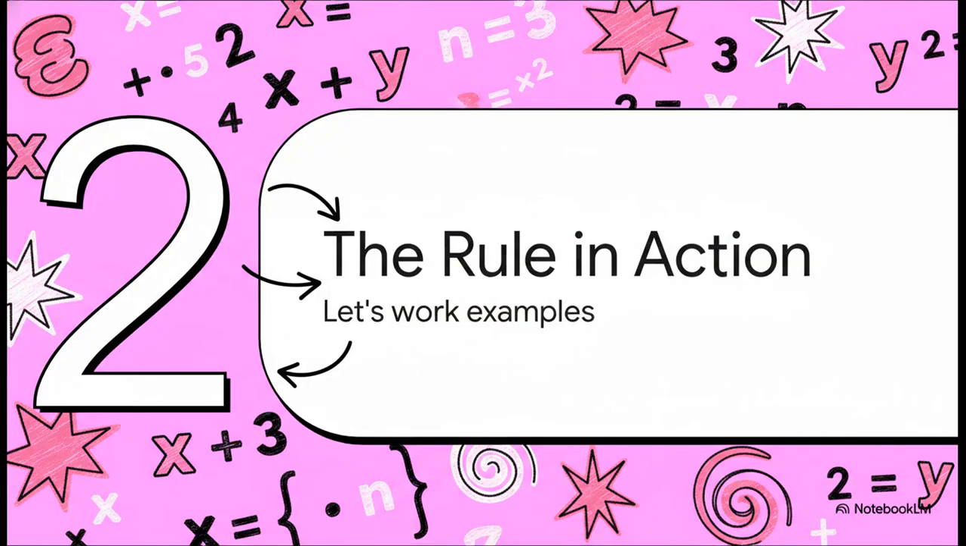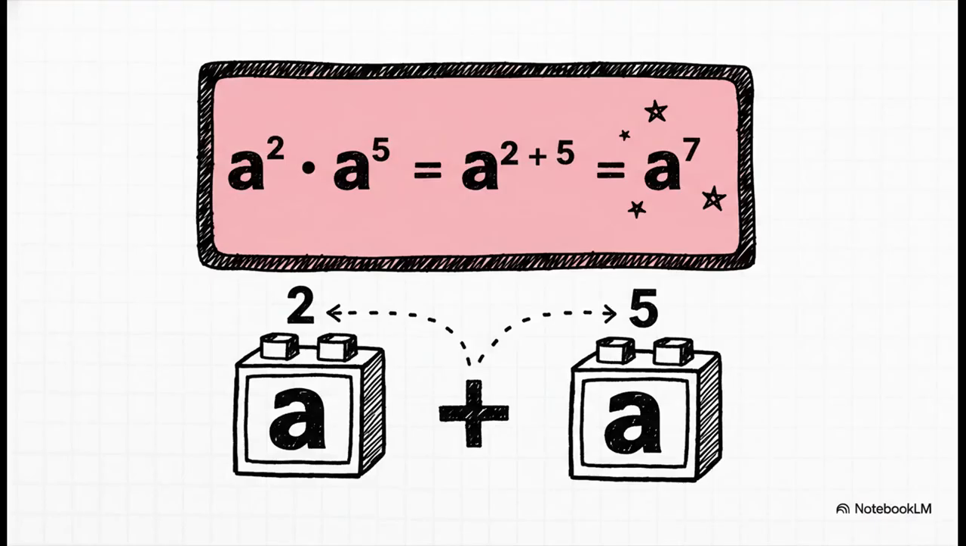Okay, so now that we know why it works, which is the most important part, let's actually put it to use. We're going to run through a couple of examples so you can get this down cold. All right, for those of you who are already seeing the pattern, here's a quick one for you. a squared times a to the 5th. The base is the same, it's a. So what do we do? Yep, just add those exponents. 2 plus 5 is 7, so the answer is simply a to the 7th.